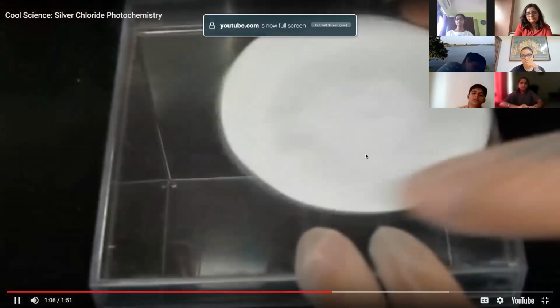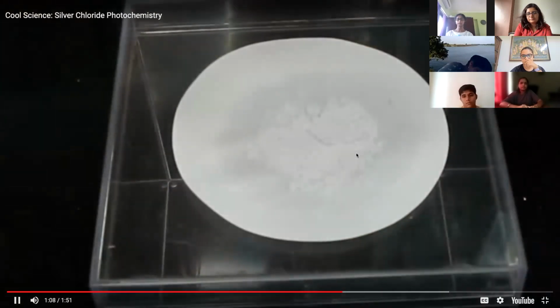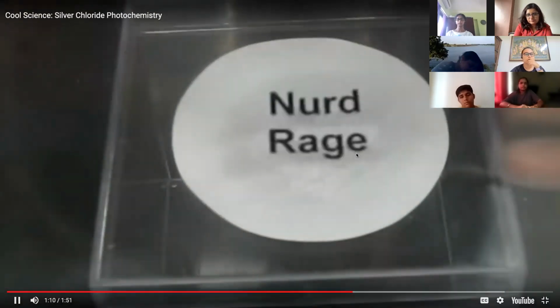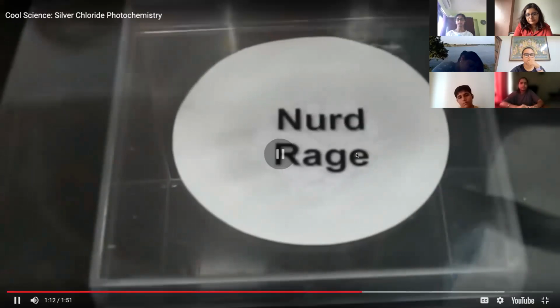When it's dry, take it out and then place on top of it a template of something you want imprinted onto the silver chloride.